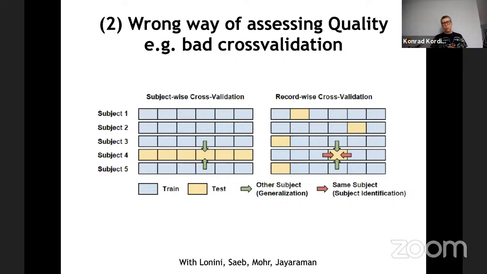Now, subject-wise cross-validation is difficult because you will have very few samples. It's very expensive to recruit 100 subjects to do a proper machine learning study. And therefore, most people don't. A lot of people do what's called record-wise cross-validation. How does that work? I now take the same 5 subjects and I divide it into 6 blocks, giving me 30 blocks. And then I predict each block based on the other 29 blocks.